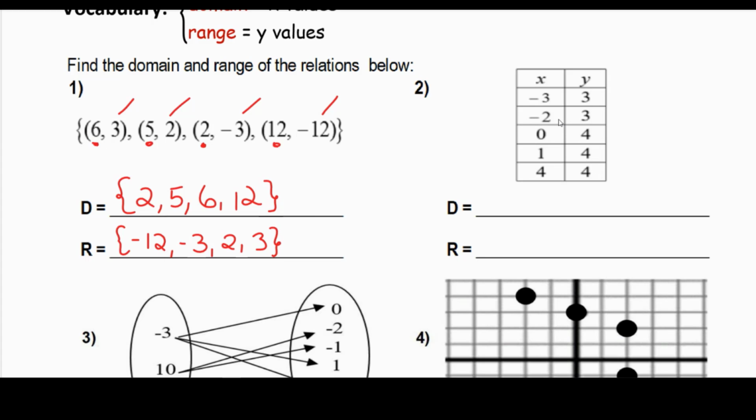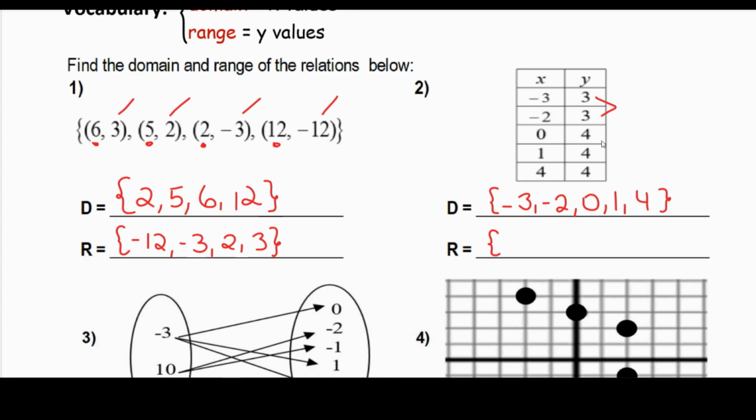Now we're going to do number 2, which is a table. So the domain is the x value, so it's very easy. Just look over here. And it so happens that this is already in numerical order. So all you have to do is copy negative 3, negative 2, 0, 1, and 4, and then close with a curly bracket.